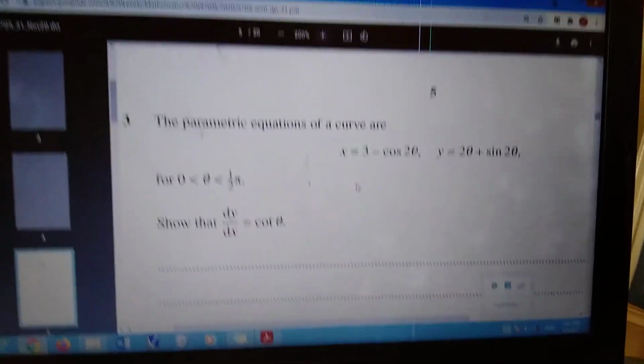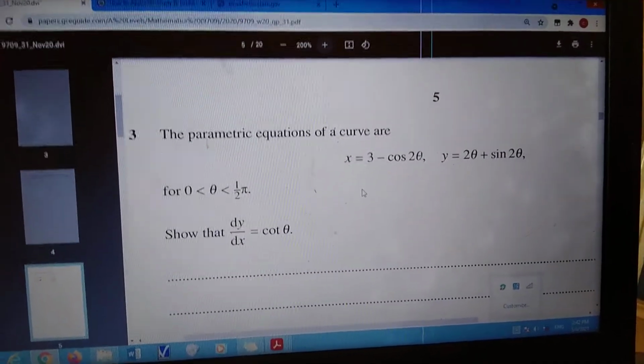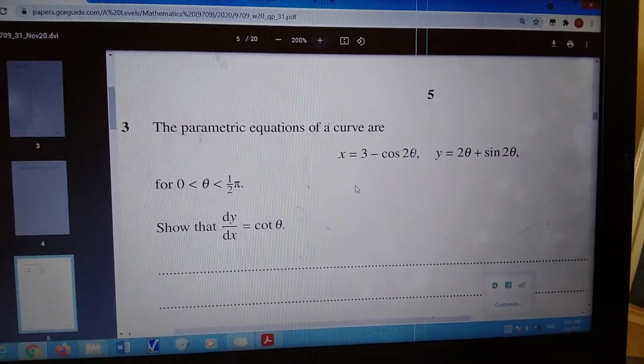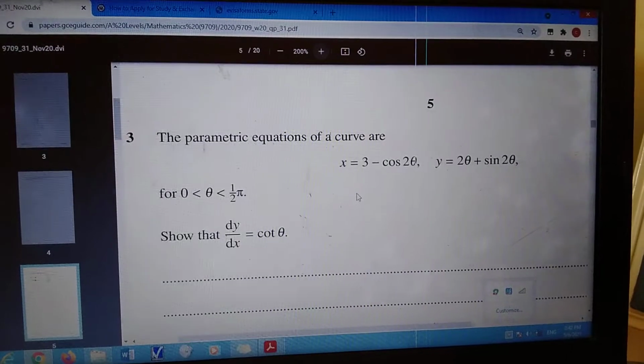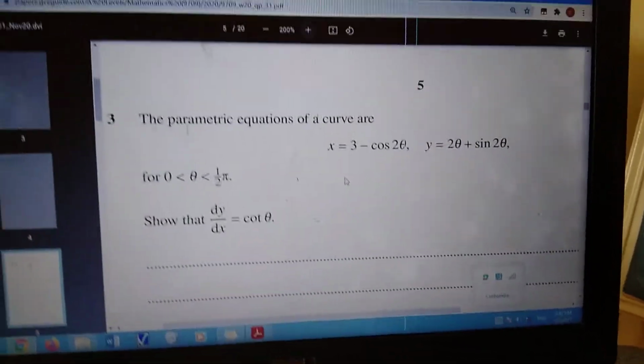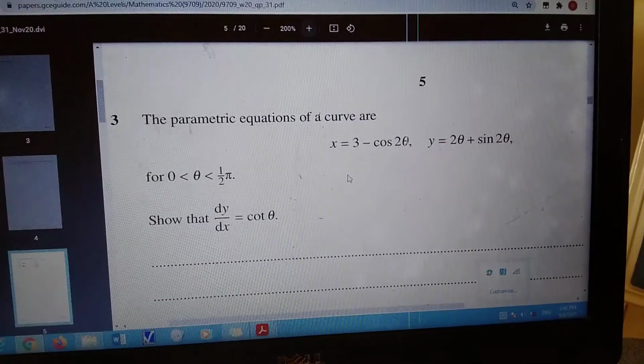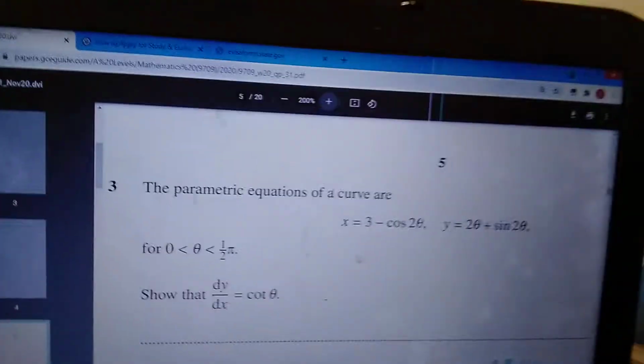And for those who don't have a clear understanding of parametric equations, there will be a video coming up. So I'm going to solve it right away. Let's get into it. Okay, so let me just discuss the question.